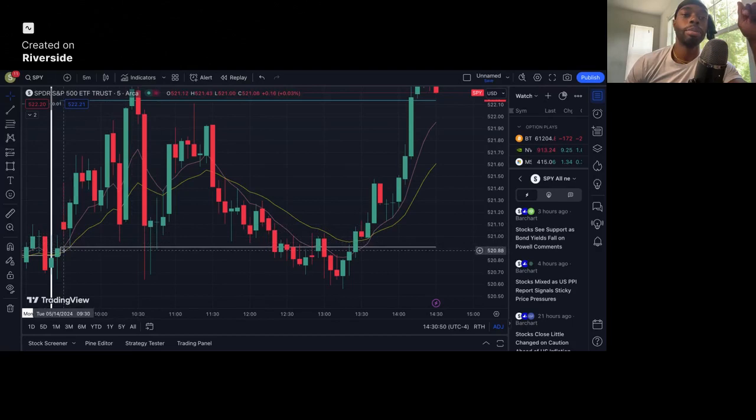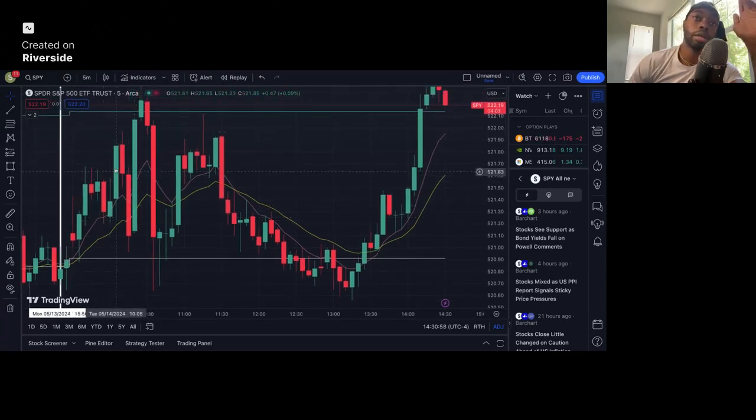But if we cross up, so if the pink line is above the yellow line, then I look for longs. And as you can see, that is sufficient to go long here. So remember, going long means that I'm buying. Okay.